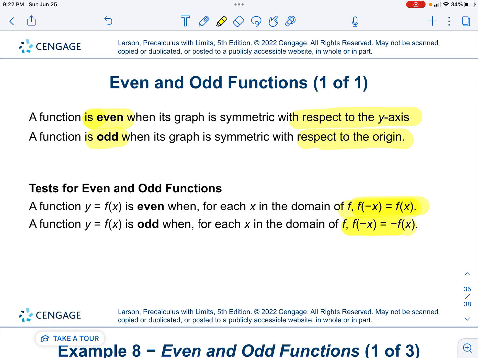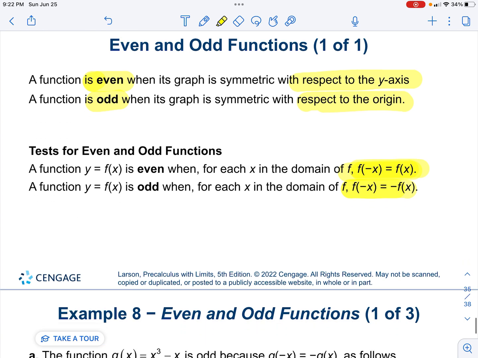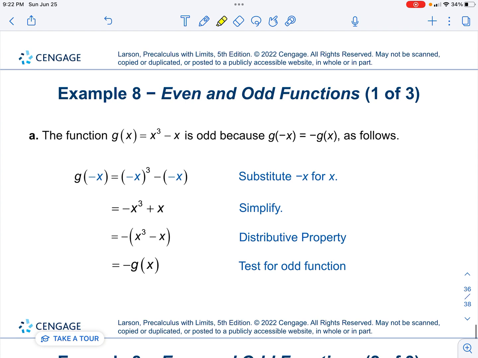And then here is the odd symmetry, or the origin symmetry definition. So first example, it says that this function is odd because of this. What we do is we take this function and plug in negative x for x, and then we see what happens. If you simplify and factor out a negative, it goes back to the original. So that means negative the function is the same as the function plugging in negative x.